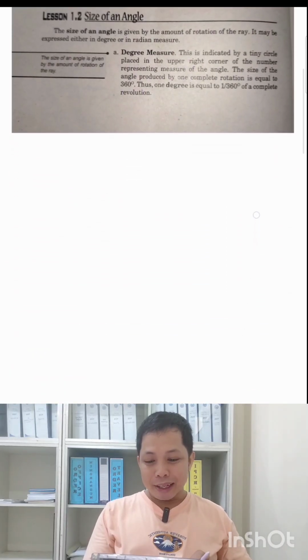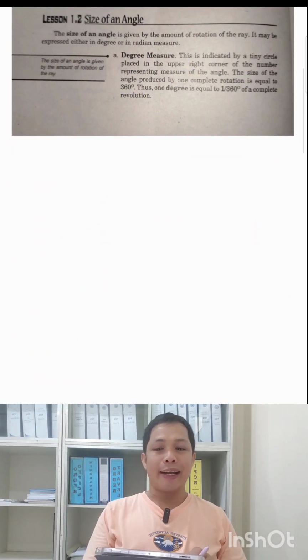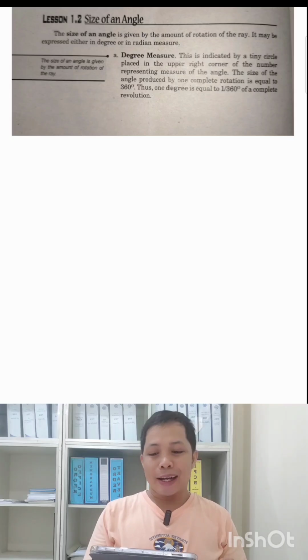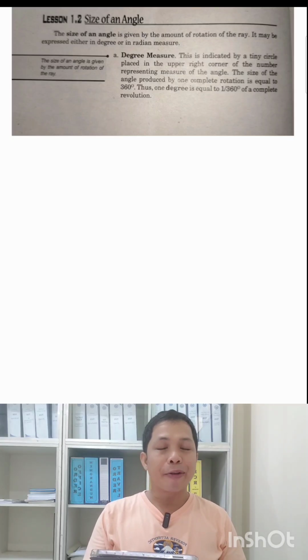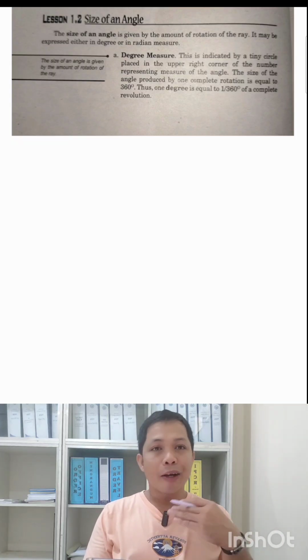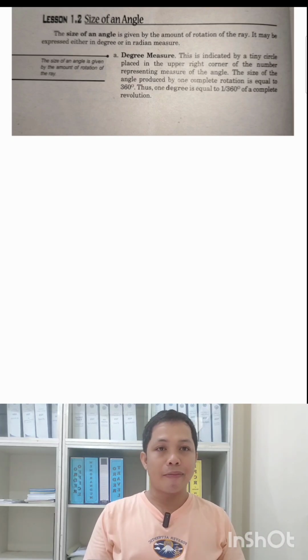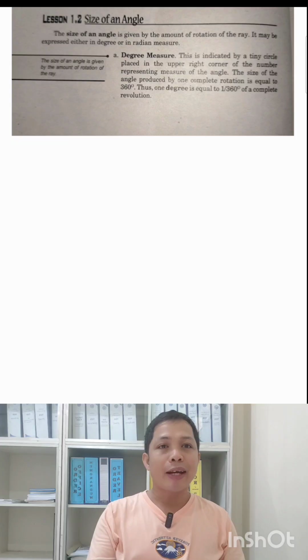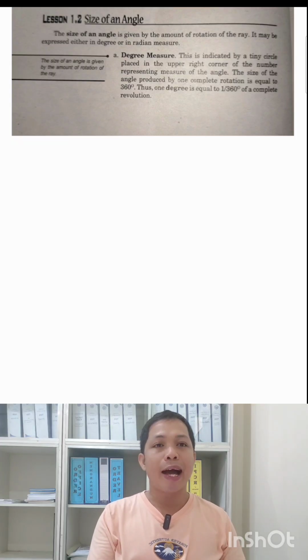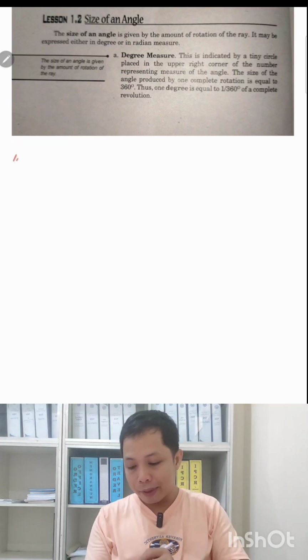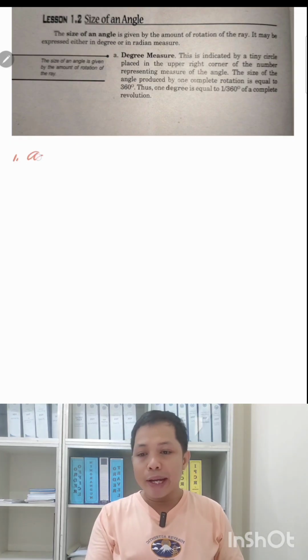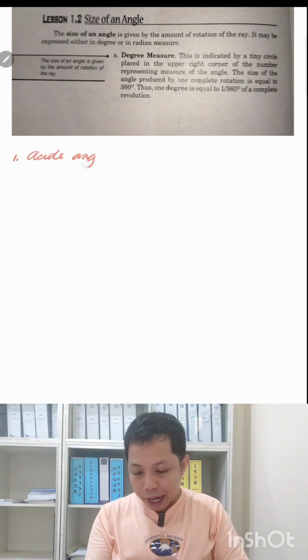Let us proceed to the size of an angle. The size of an angle is given by the amount of rotation of the ray. It may be expressed either in degree measure or in radian measure. Before going into the degree measure and the radian measure, let us categorize the different types of angles according to their size. Number one, we have the acute angle.